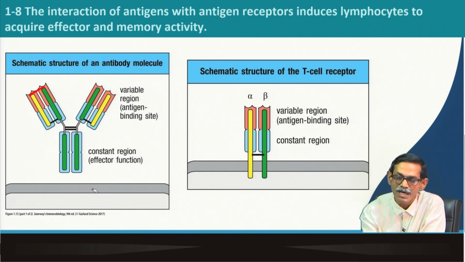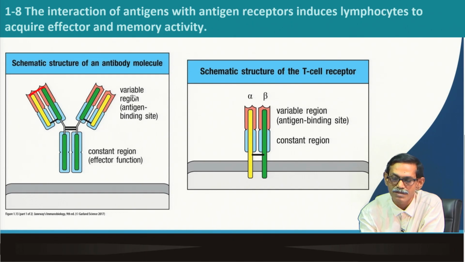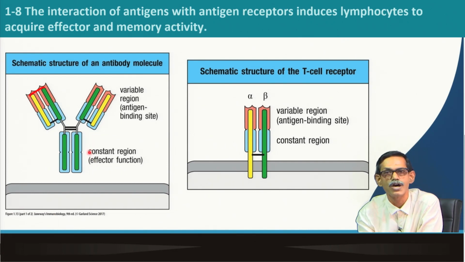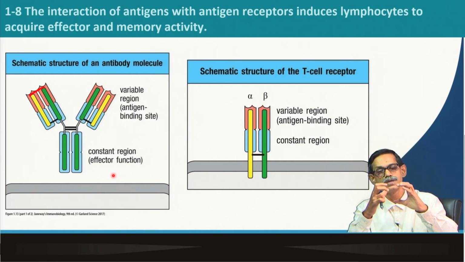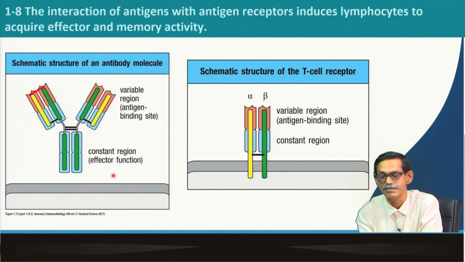This antibody has two very specific, distinct domains. One we call the variable region, which is responsible for antigen binding, and this is only the antigen binding part. This other part is constant, it is not very variable, and it is responsible for effector function, like what to do next once the antibody has attached to the antigen. So, this is the effector function.